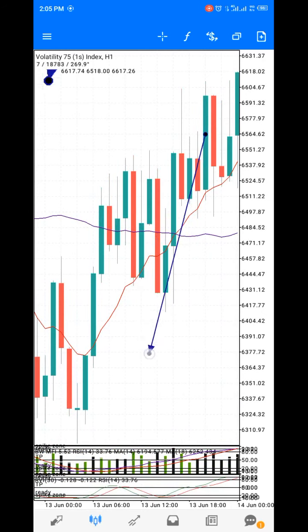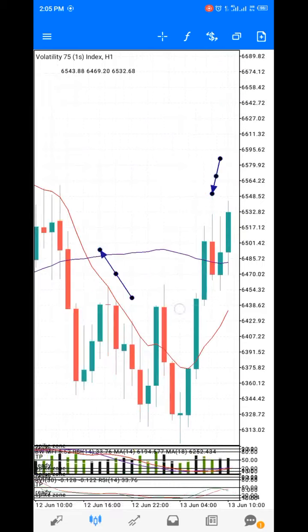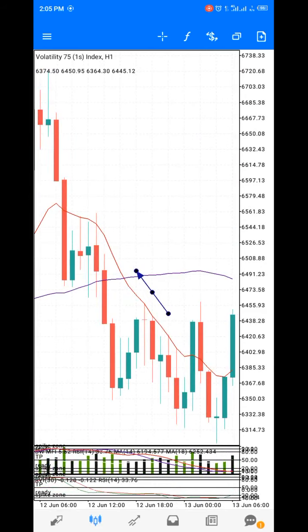Okay, let's look at another one. Also, for you to use this strategy, you need to know how a candlestick opens and closes, or else you'll have an issue with it. All right, now let's look for another.